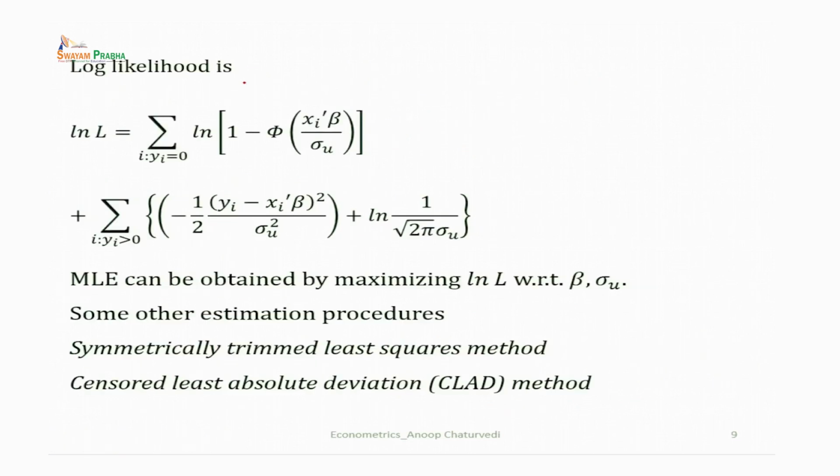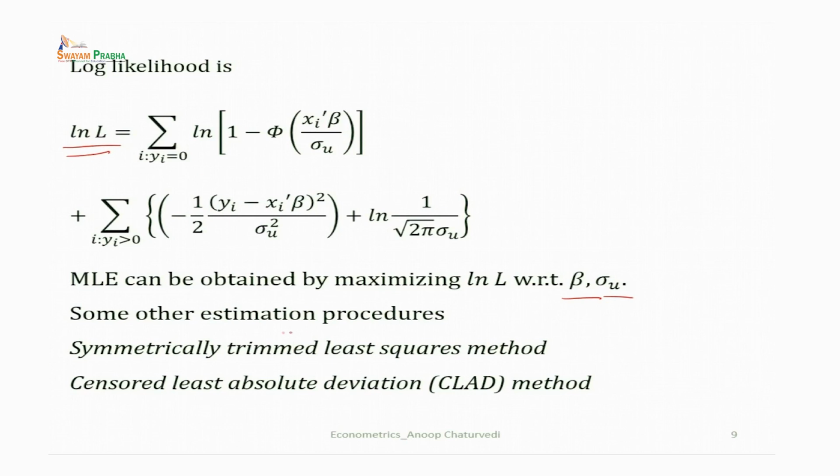Then we obtain the log likelihood function: log L is equal to the summation over i such that y_i equals 0 of log (1 minus Phi), plus summation over i such that y_i greater than 0, where we take the log of the second term. So, you get minus 1 upon 2 (y_i minus x_i transpose beta) whole square upon sigma_u square, plus log of 1 upon under root 2 pi sigma_u. And then for obtaining the maximum likelihood estimator, you have to maximize this log likelihood function with respect to beta and sigma_u. And then you get the maximum likelihood estimators for these parameters.